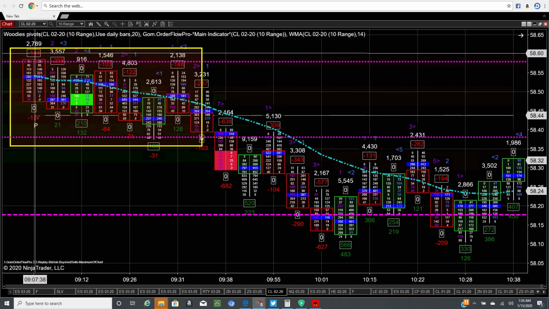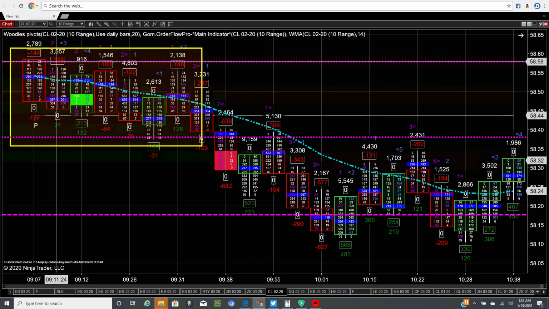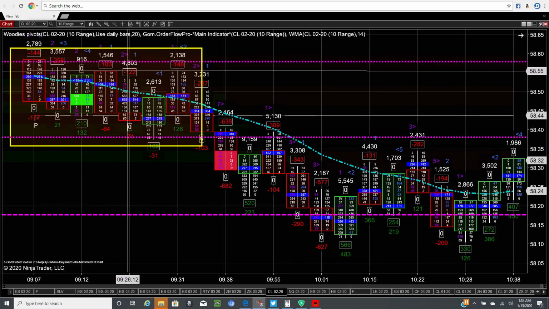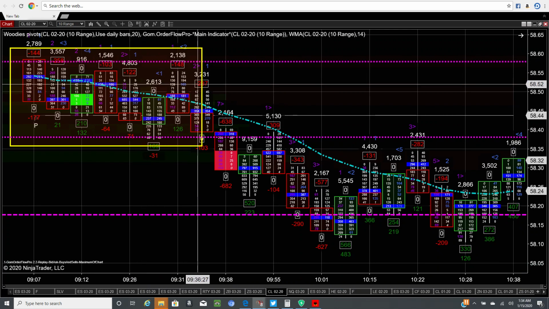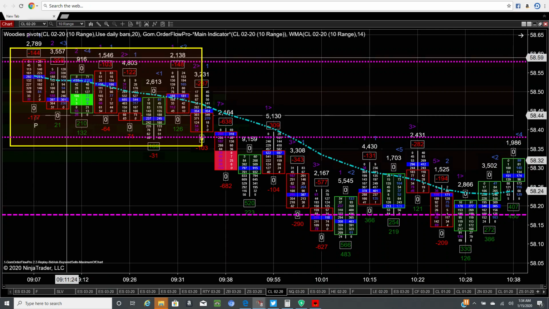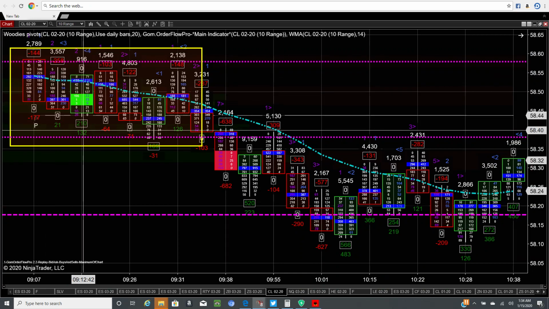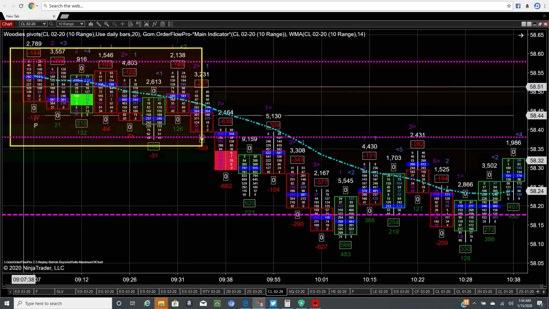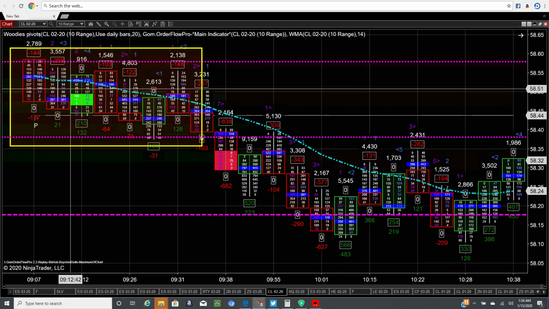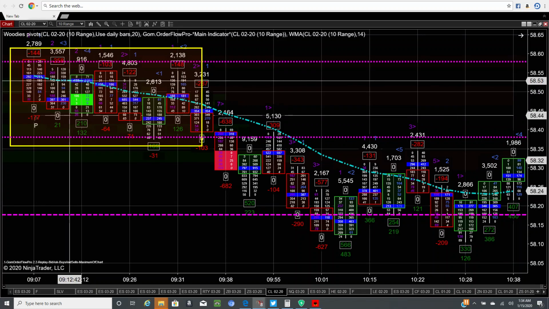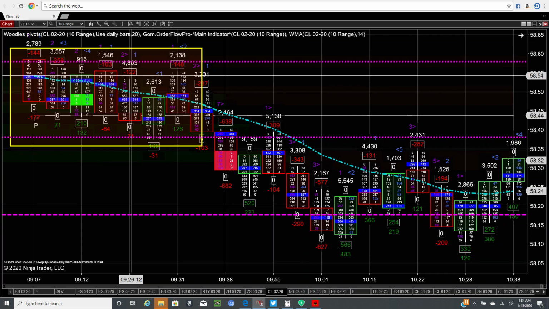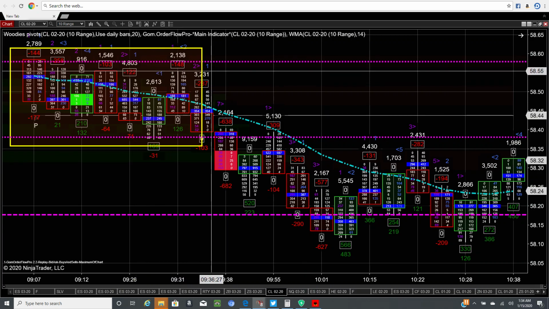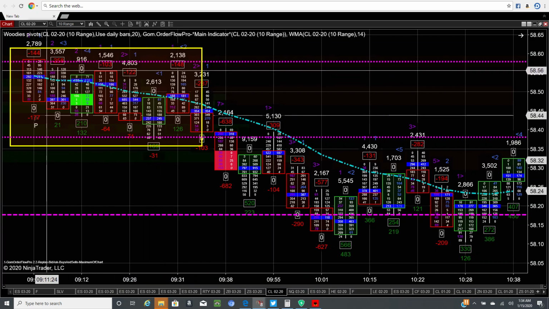Now, remember that these numbers that are above here are all measures of pressure. Pressure, pressure, pressure. And if they're red, that's downward pressure. If they're green, like that, that's upward pressure. I also want you to notice the formation of all of these candles. Basically, we're just going sideways through here. Okay, that's essential as well.